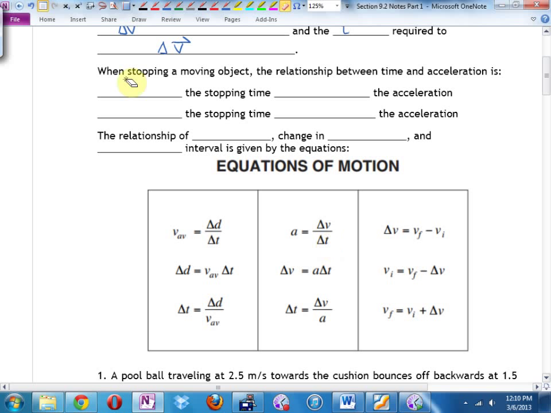So what we're going to write up here is this. When stopping a moving object, the relationship between time and acceleration is, if I increase the stopping time, that will decrease the acceleration. If you take longer to slow down, Sarah, it's easier on your body. You don't feel yourself pushing against the seatbelt as hard. If I slow down really fast, if you hammer the brakes, what happens to your acceleration? Okay?